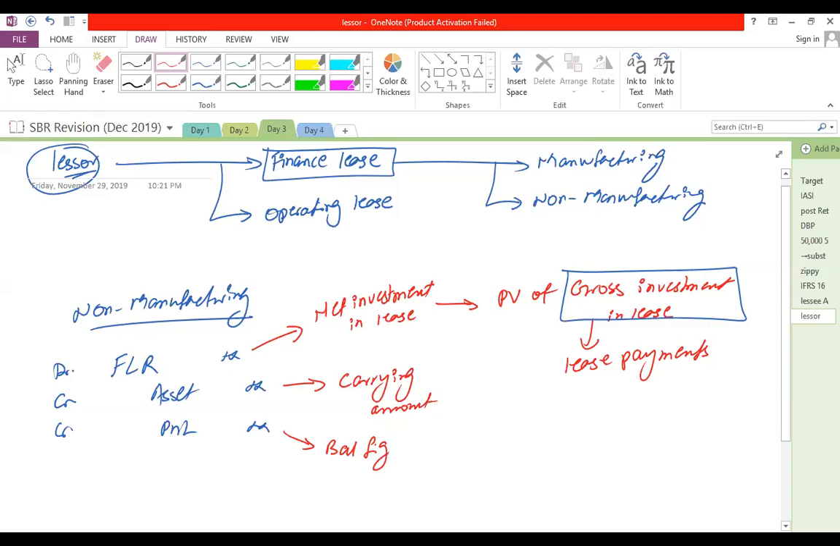FLR means the finance lease receivable. Finance lease receivable. The amount for which we have a receivable.